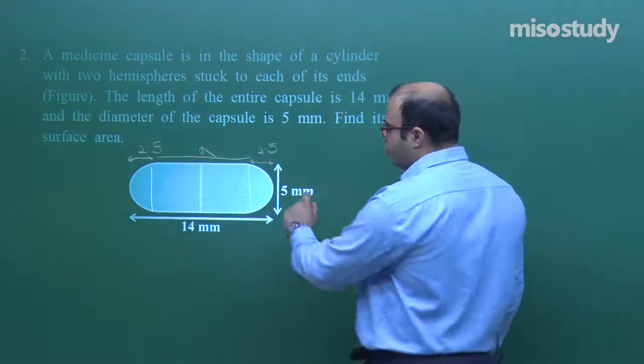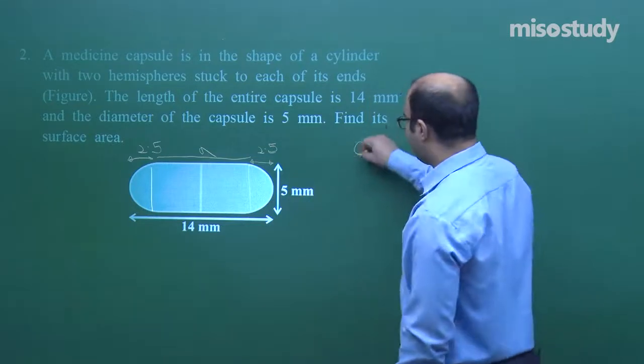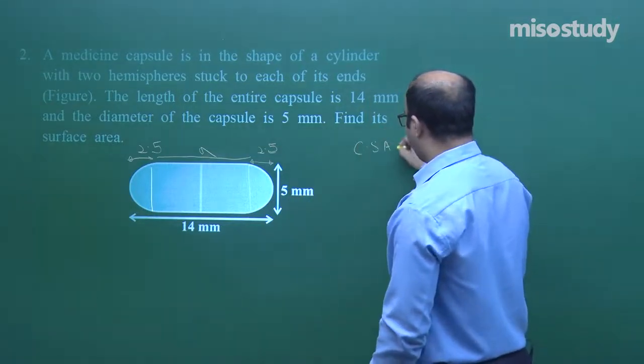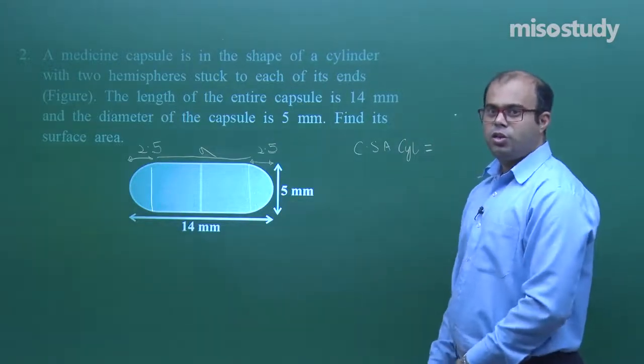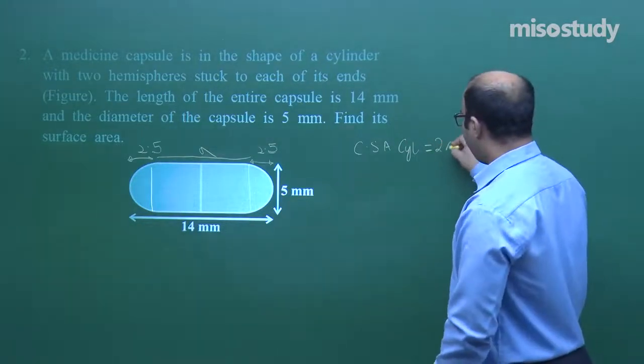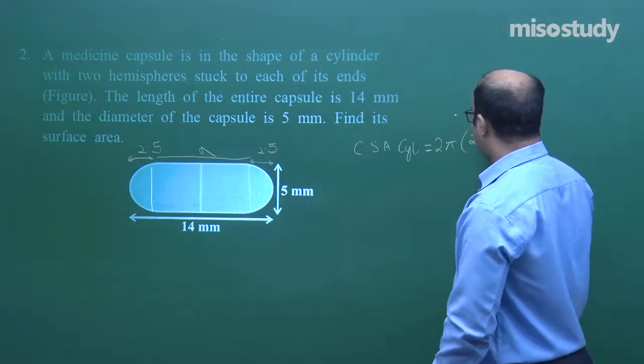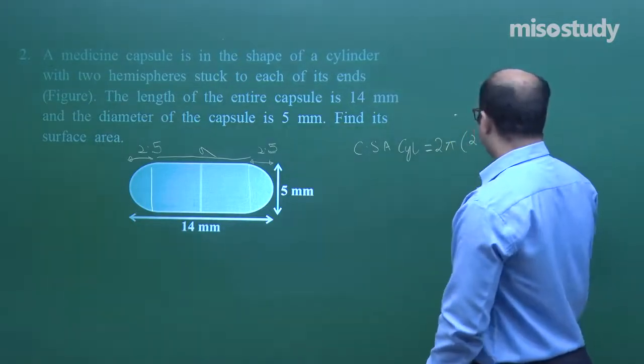So if we want to find the surface area, first we find the curved surface area of the cylindrical part. So, what will be the curved surface area of the cylindrical part? That is actually 2 pi RH. So, 2 pi R is 2.5 into H is 9.